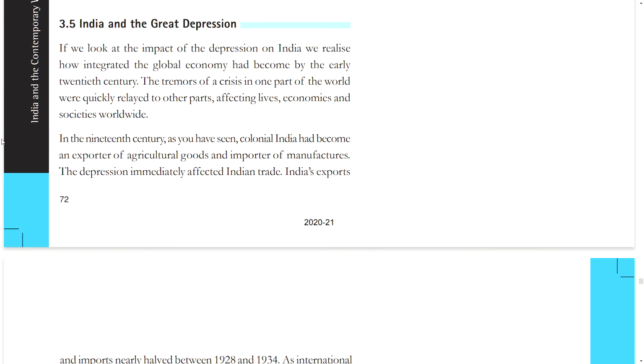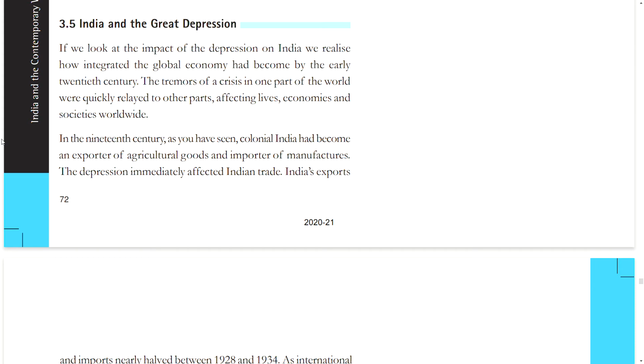India and the Great Depression. If we look at the impact of the Depression on India, we realize how integrated the global economy had become by the early 20th century. The tremors of a crisis in one part of the world were quickly relayed to other parts, affecting lives, economies, and societies worldwide.